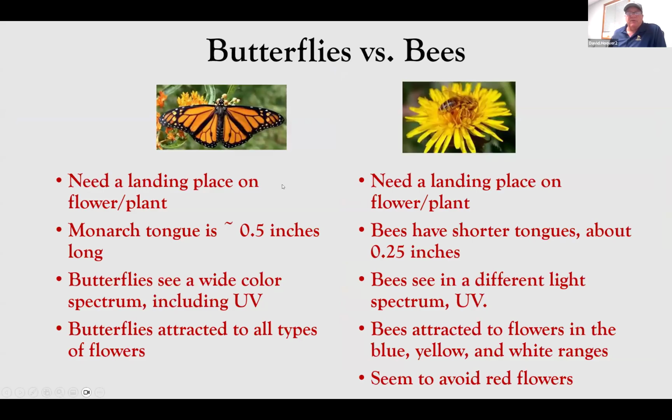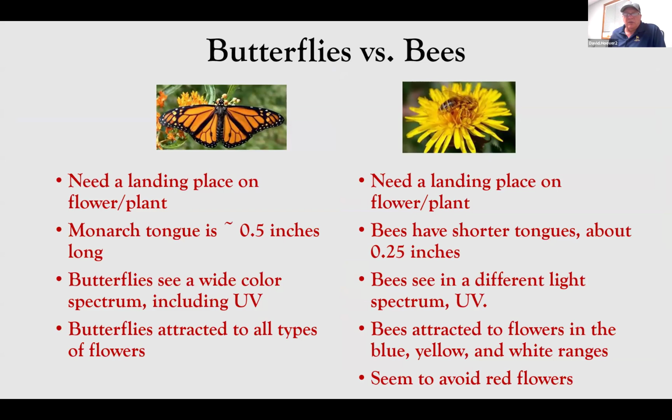Some common things between butterflies and bees, and about getting to the end here, is both need landing places. They're not like hummingbirds where they can hover. So good floral diversity. Butterflies in general, like the monarch, have longer tongues than bees do, so that changes the resources that they have access to.